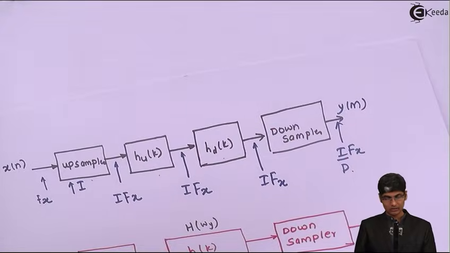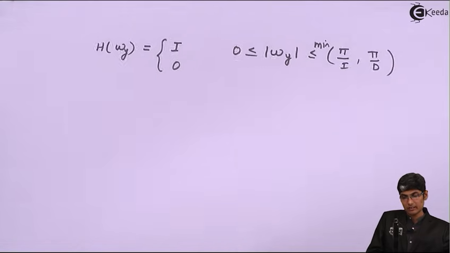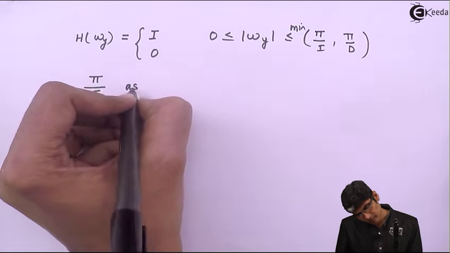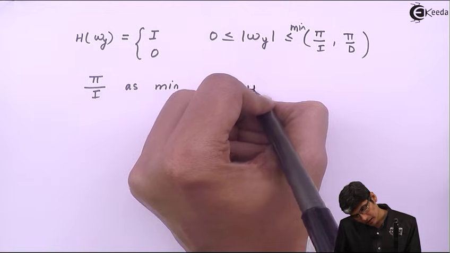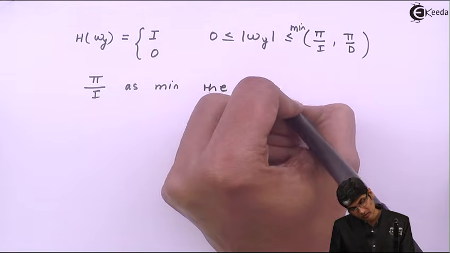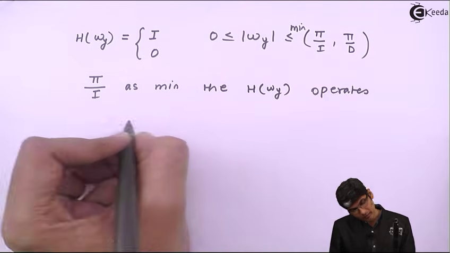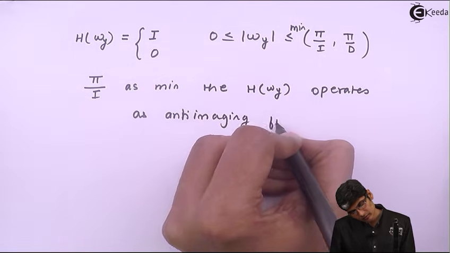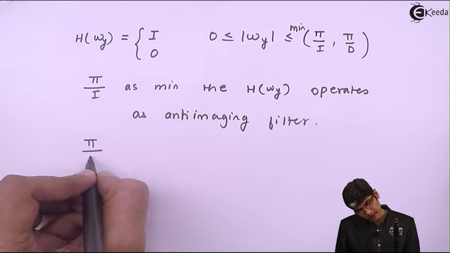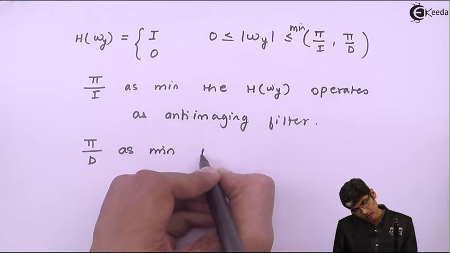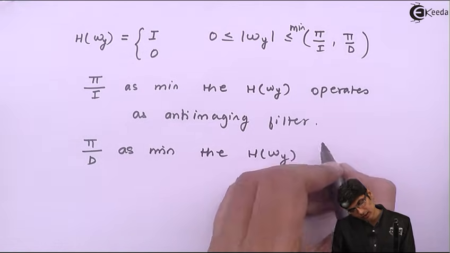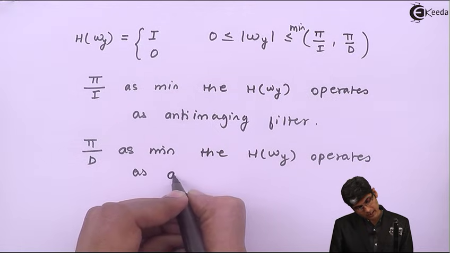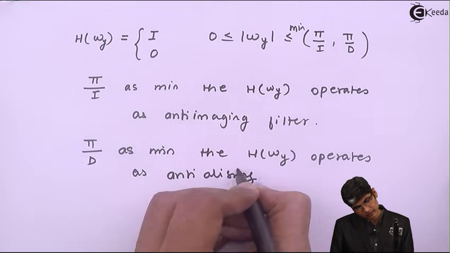Okay, so I'll write here that if I have pi by I as minimum, then h of, let's say, omega y operates as an anti-imaging filter, and when pi by d is minimum, the h of omega y operates as an anti-aliasing filter.